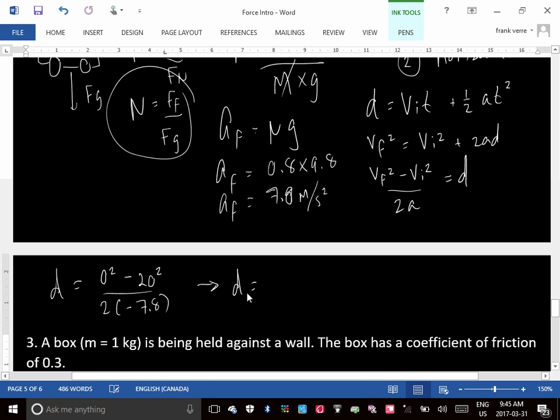So distance should be 20 squared, which is about 400 over about 16. What is that? About 25? Close to 25? Miriam, what is it? 25.6?